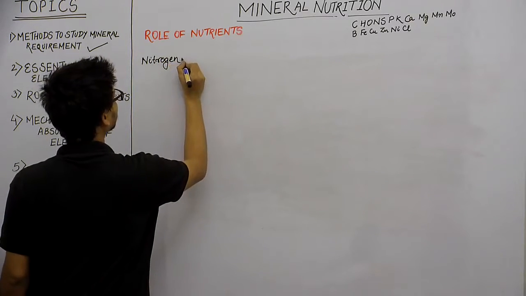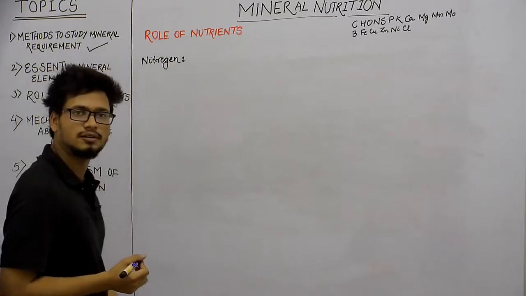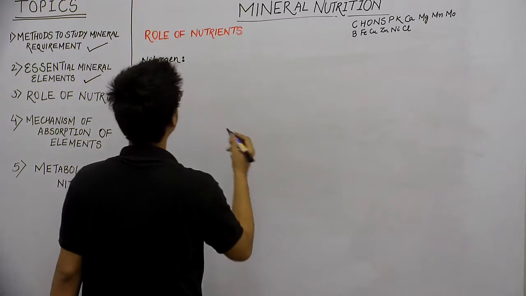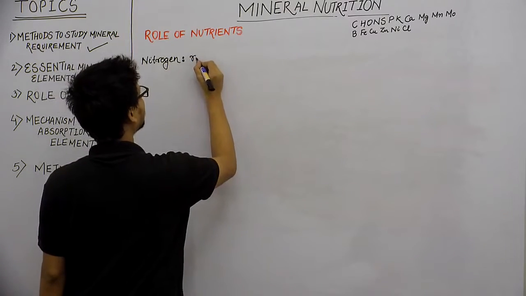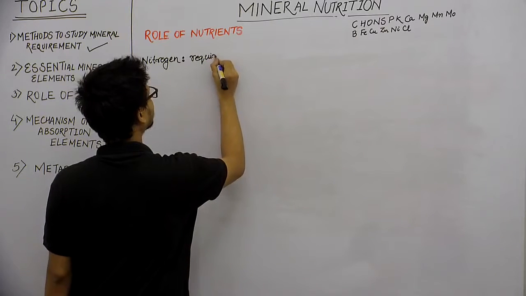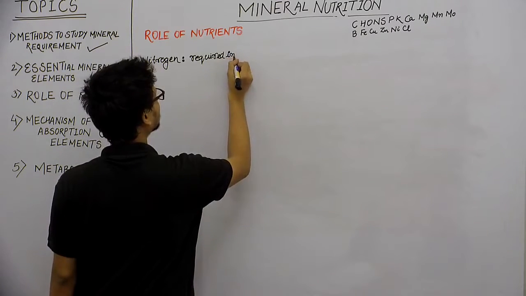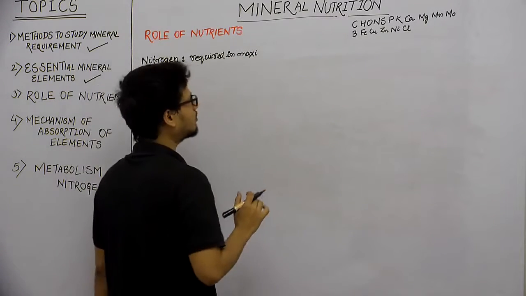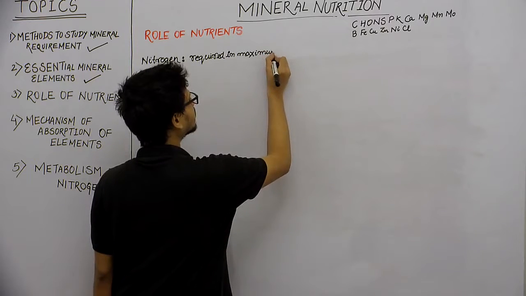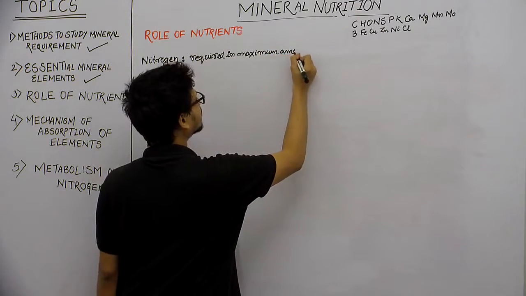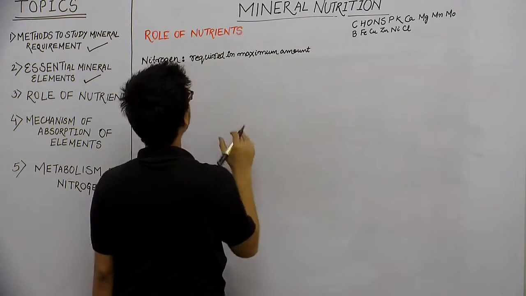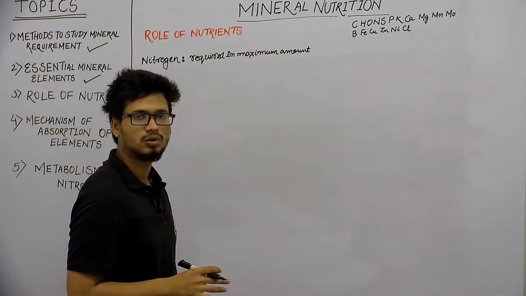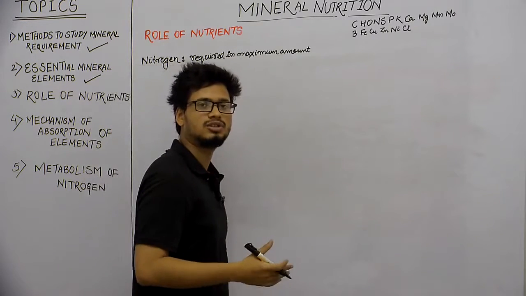Okay, so nitrogen is the most important element in the plant. It is required in maximum amounts. Out of all these 17, this is required most for growth. And often nitrogen behaves as a limiting factor for growth. So then we add the nitrogenous fertilizer to the soil.